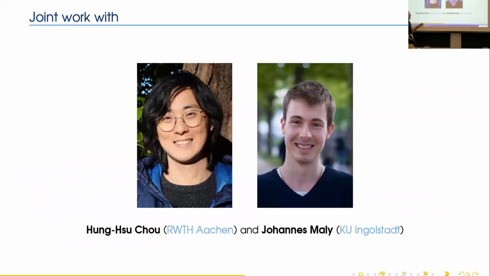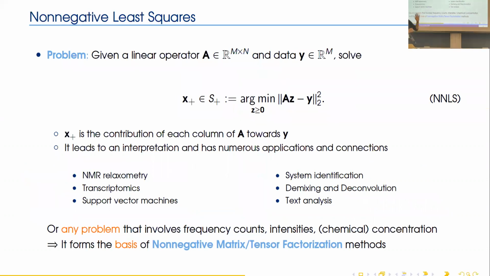So, okay, that's joint work with two friends of mine, both postdocs in Germany, Edward and Johannes. Okay, and that's the problem. The problem is quite simple. I want to solve least squares. That's it. But I have some constraint, like all the entries should be non-negative.